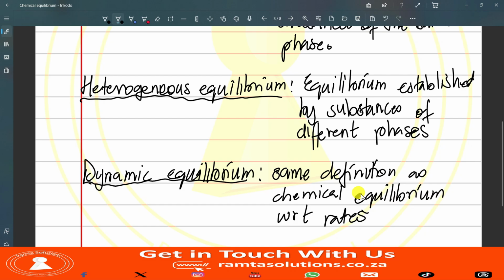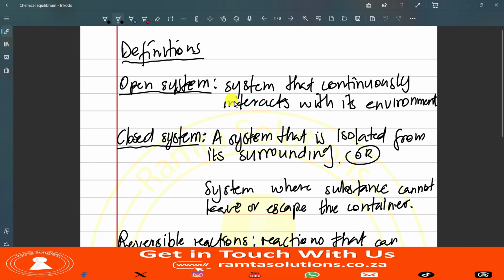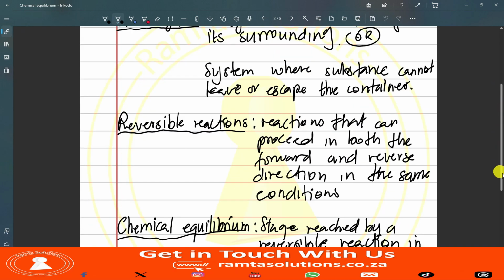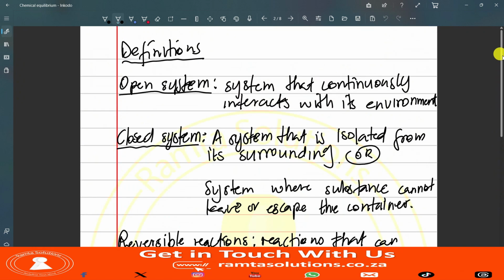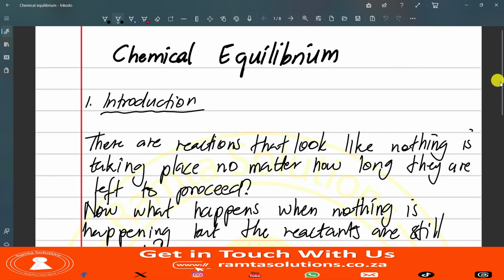So your chemical equilibrium is also called dynamic equilibrium. Why? Because reactions are still occurring in both directions. I repeat, it's called dynamic equilibrium because reactions are still happening in both directions. You remember the directions? Forward and reverse directions. All right. Now, let's go back. We did talk about reversible reactions.